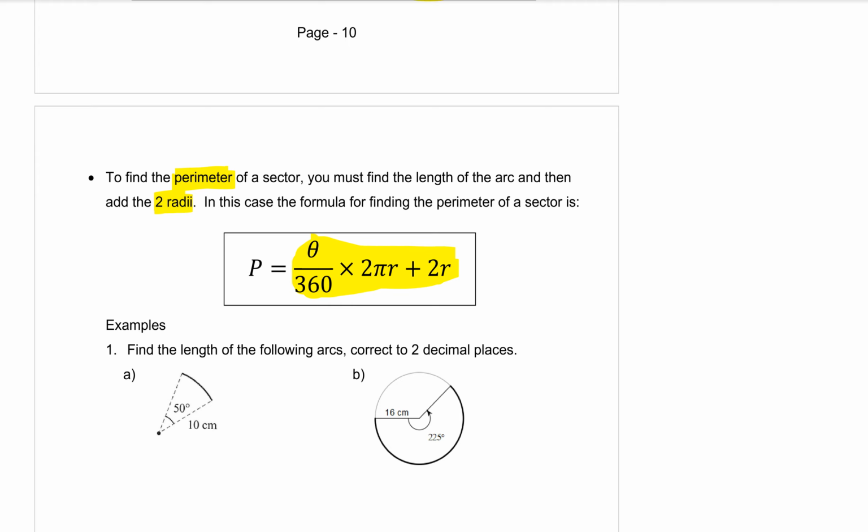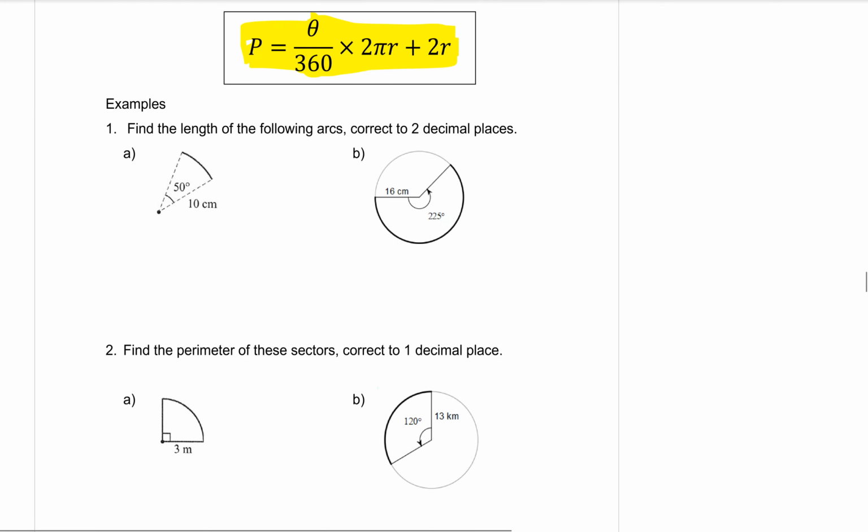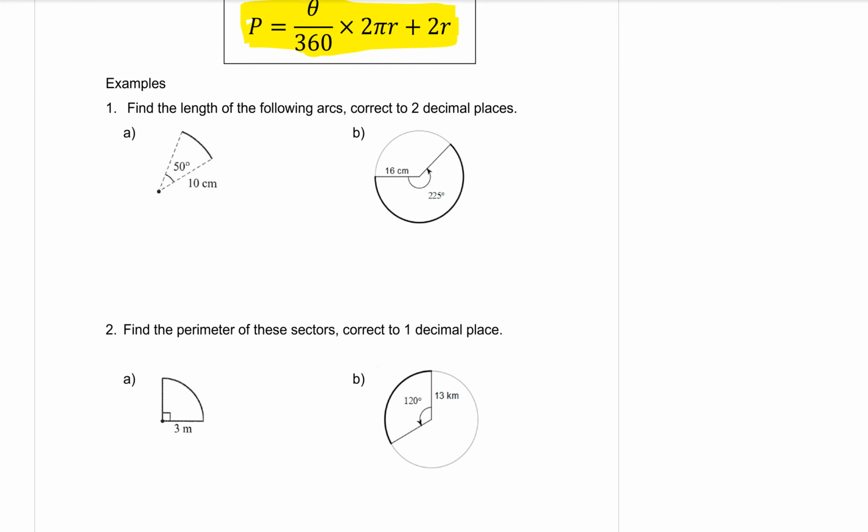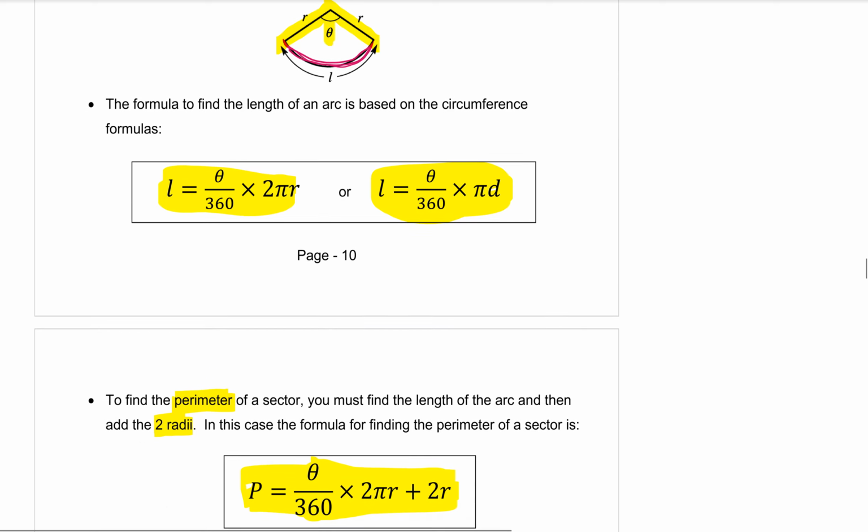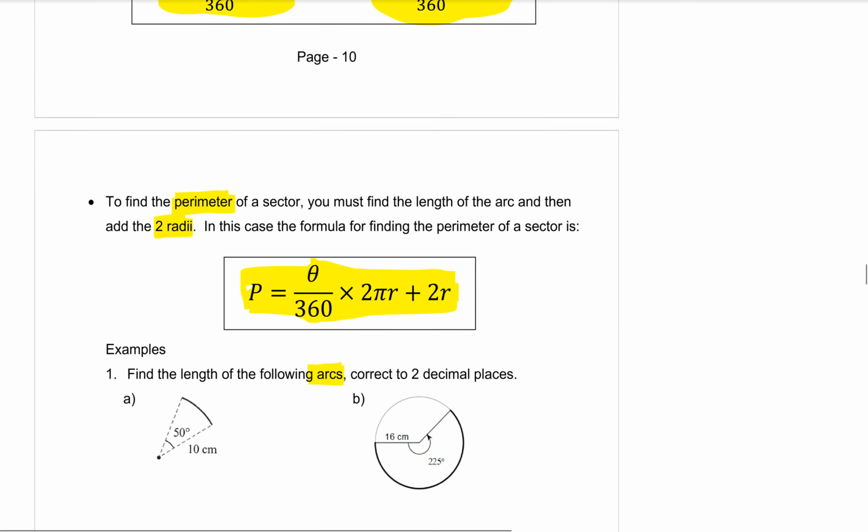So you're going to have 2 types of questions that you're going to do today. The first type of question is like example number 1 here, where you just need to find the length of the arc. Okay, so that is using these first 2 formulas here. L is for arc length. Okay. And the second type of question is finding the full perimeter, which is when you'll be using this second formula, this second box here.